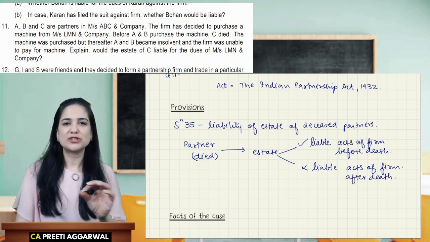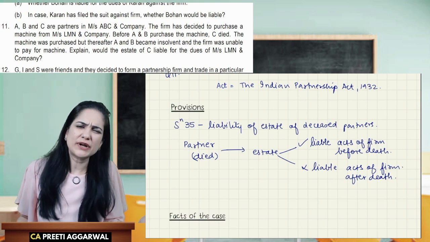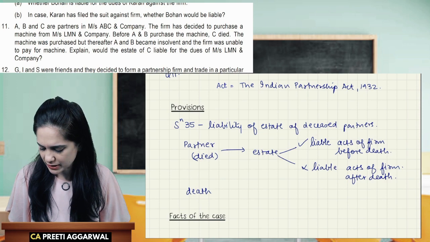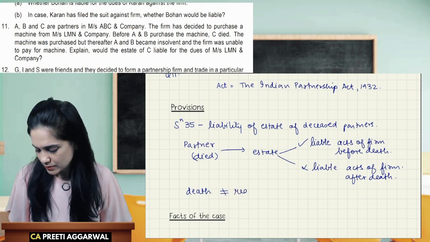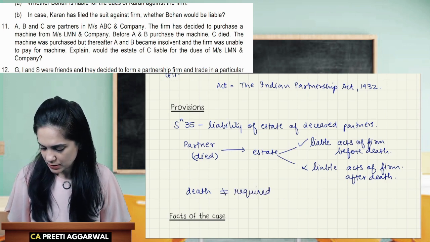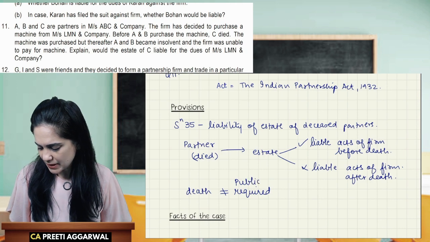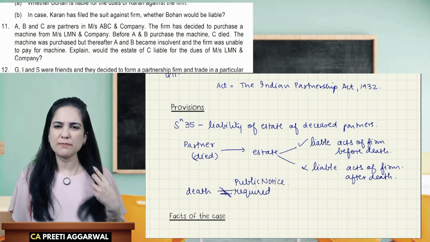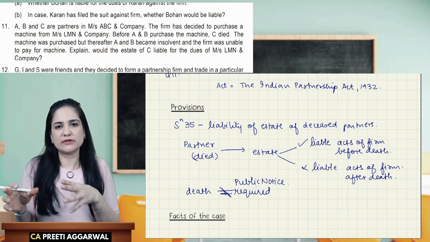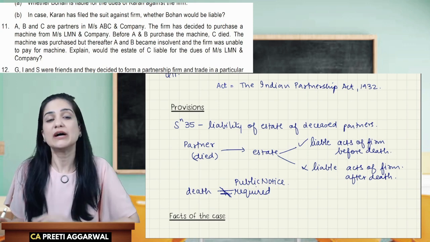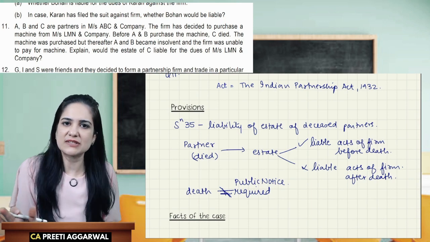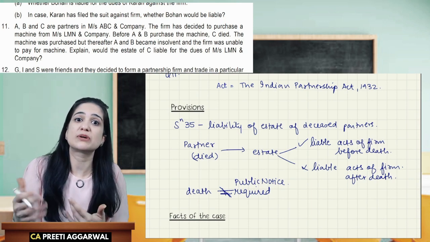So we have mentioned something about death. If you want to write an extra point, you can write that in case of death, public notice is not required. You need not give public notice. You need not give notice even to the people whom you are transacting with. Death itself is notice. That itself is considered as a public notice. You need not separately give some public notice.